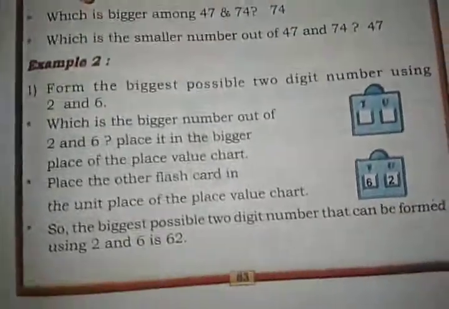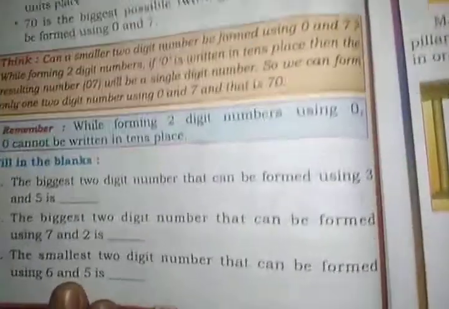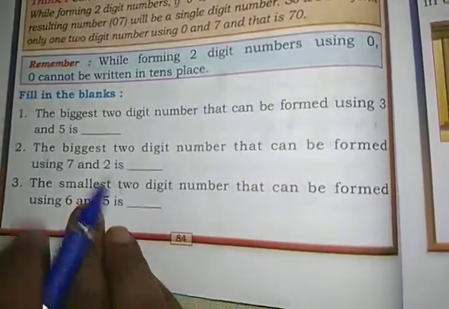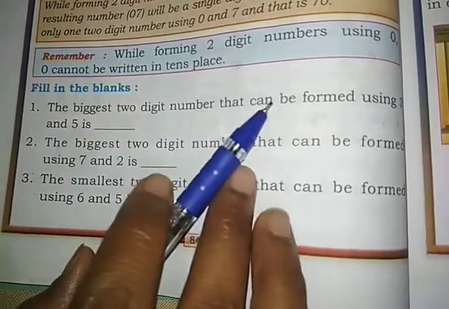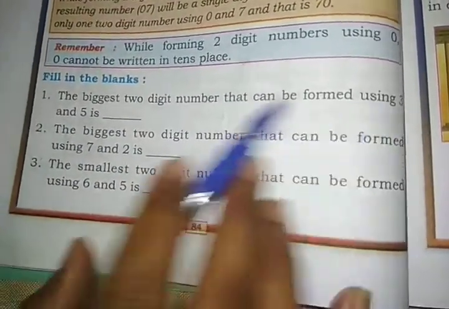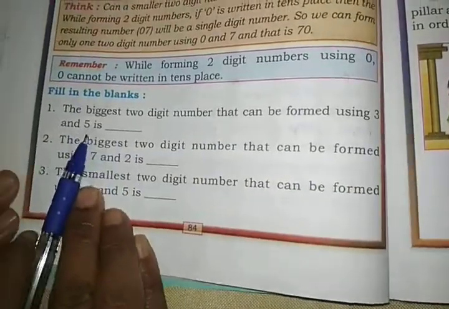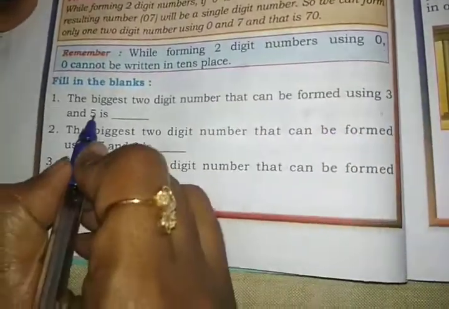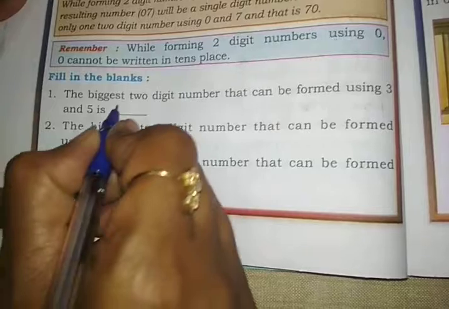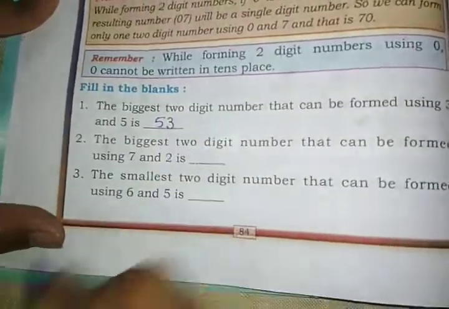Now we go to form numbers from given digits. See how to form numbers from given digits. Now come, fill in the blanks. See here, the biggest two-digit number that can be formed using 3 and 5. In 3 and 5, which is the biggest number? 5. After 5, 3. That is 53.